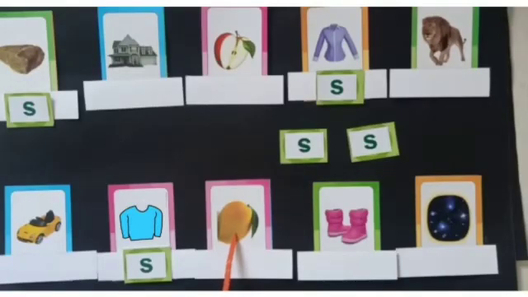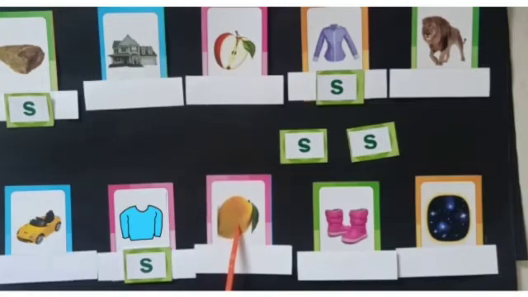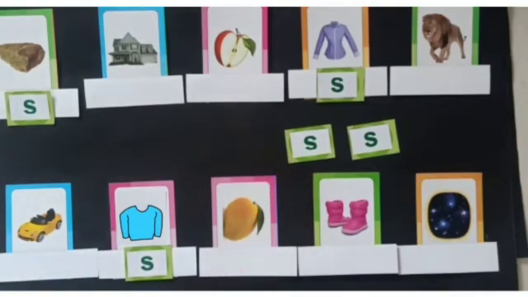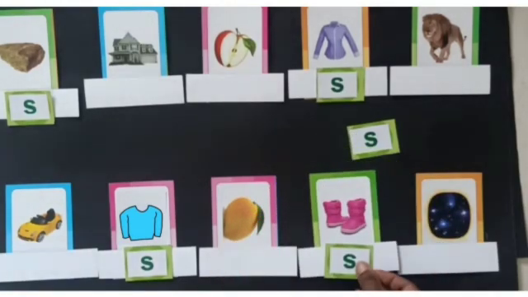Now, what is there in this picture? This is the picture of a mango. And does mango start with alphabet S? No, it does not start with S sound. So, we will not put alphabet S below the picture of mango. Now, what do you see in this picture? This is the picture of shoes. Does shoes start with alphabet S? Yes. So, we will take alphabet S from here and place it below the picture of shoes like this.